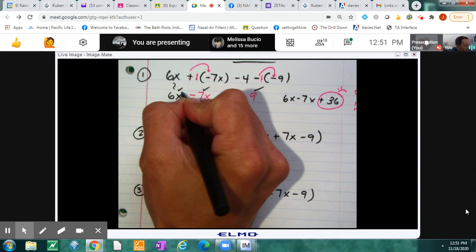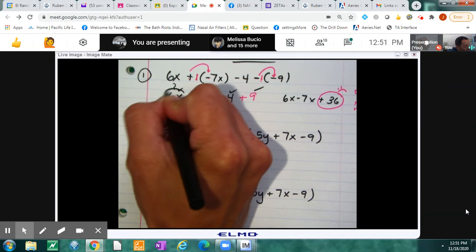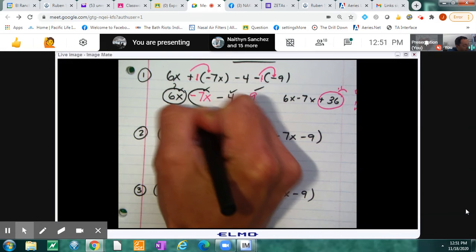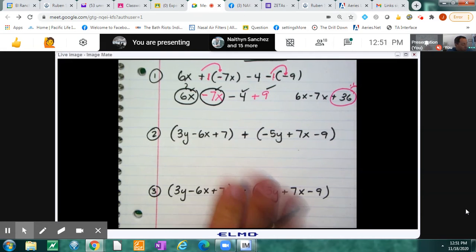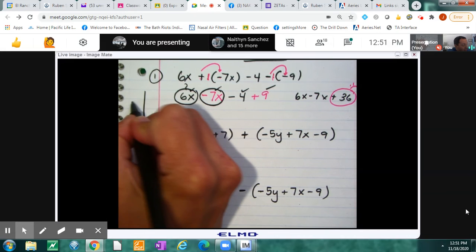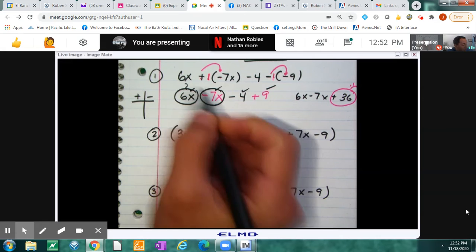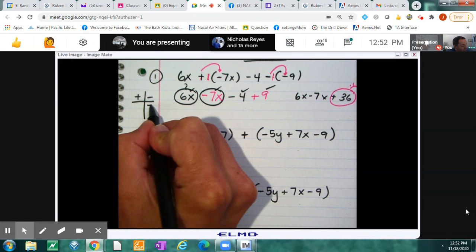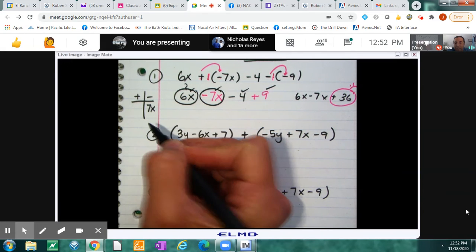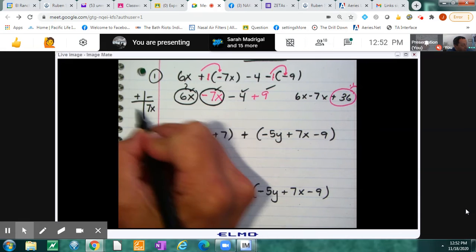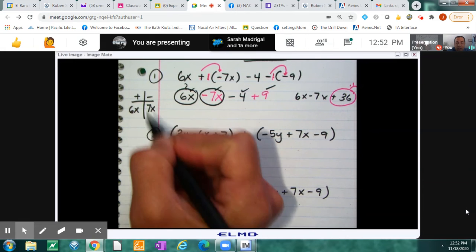So for the most part, this is what I was teaching Math 1C last trimester, but you probably already know how to do this. The 6x and the minus 7x, okay? So what I do is I do the t-chart, because it's either going to be positive or negative. The negative 7x goes in the negative column. It's like a baseball game. And the positive 6x goes in the positive.